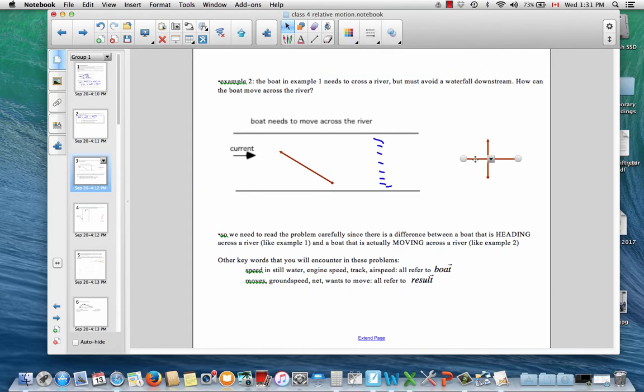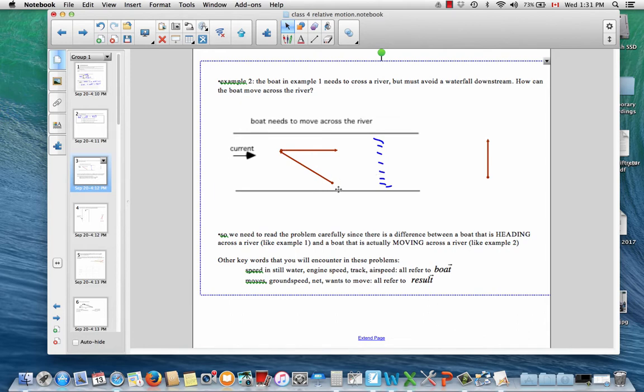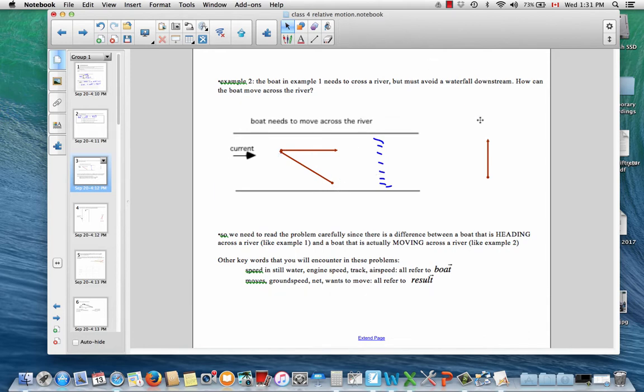So there's the water vector. That's the current flowing downstream. So the boat motion plus the water motion will actually give you a result that's straight across. This is called ferrying in canoeing or kayaking. And you've just got to point upstream at the correct angle. Okay, so here's the boat sort of pointed like this, right? Partly upstream. Here's the water vector. And now your result will be straight across.